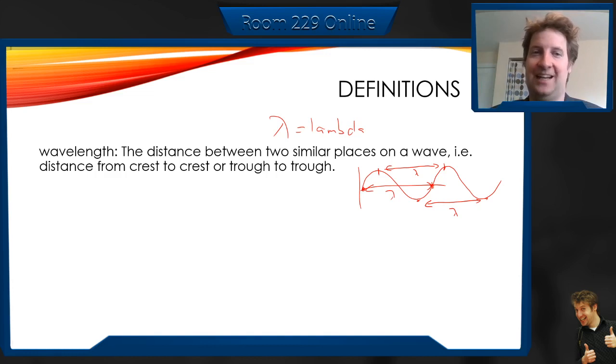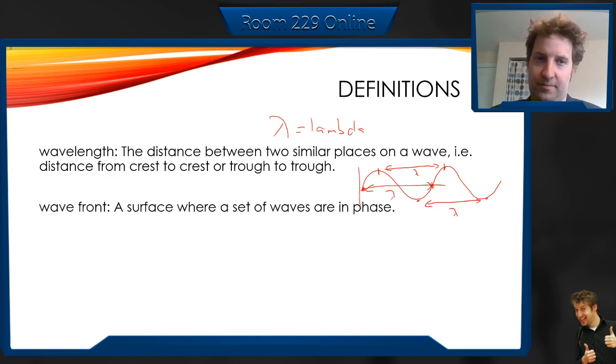Okay, so it's like a position variation of period. Period tells us how long it takes before another oscillation happens. Wavelength tells us how far before another oscillation happens. Okay, and this is measured in meters because it's a distance.